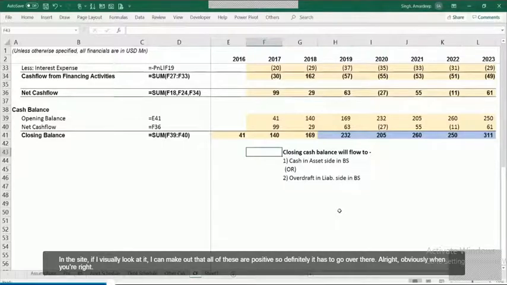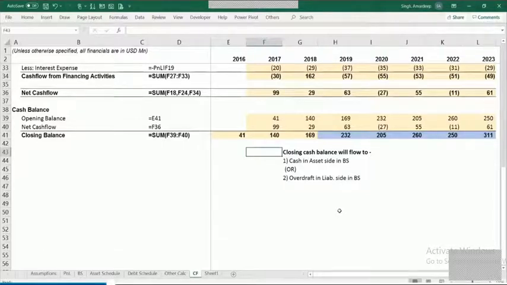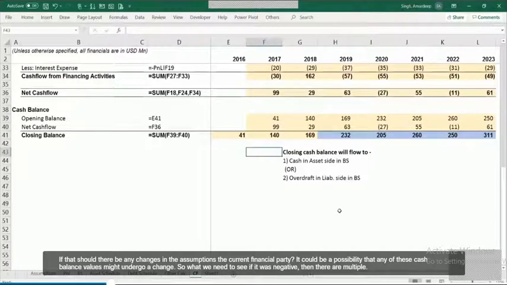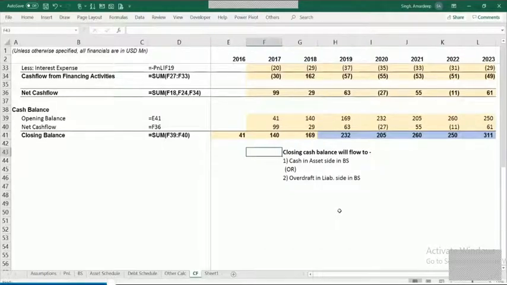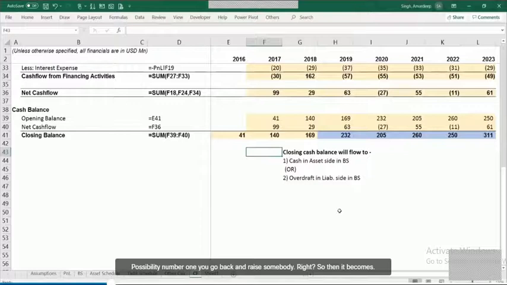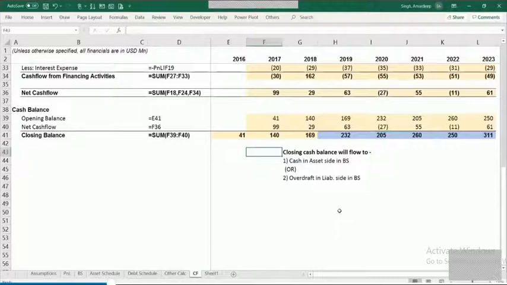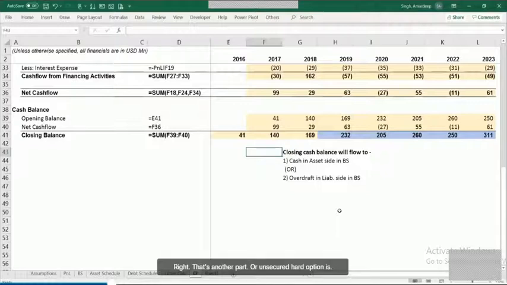But obviously, when you write the formula, you have to think from the perspective that should there be any changes in the assumptions in the current financial model, any of these cash balance values might undergo a change. So what we need to see, if it was negative, then there are multiple possibilities. Possibility number one, you go back and raise some equity, so that it becomes positive. Option number two, you go back and raise some sort of a secured loan, or unsecured.